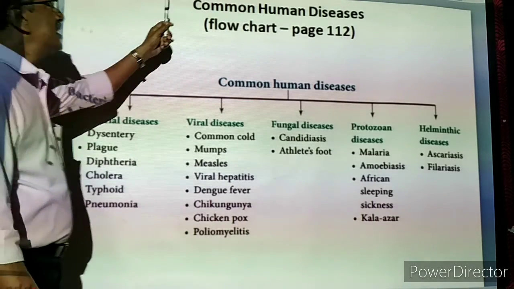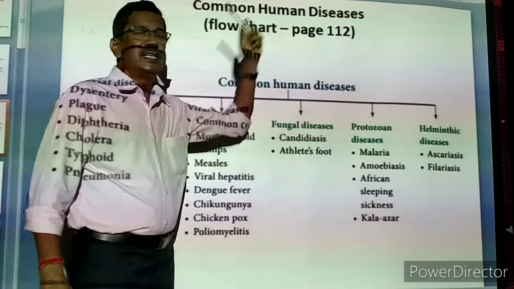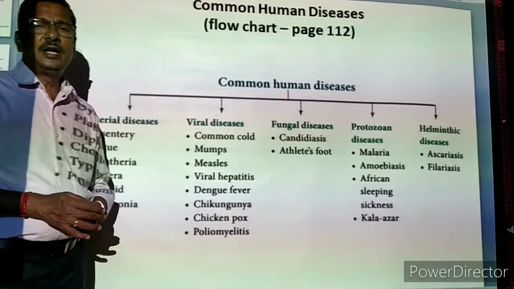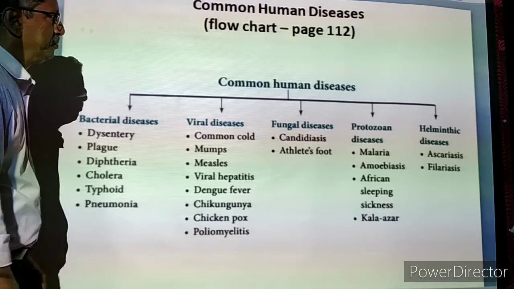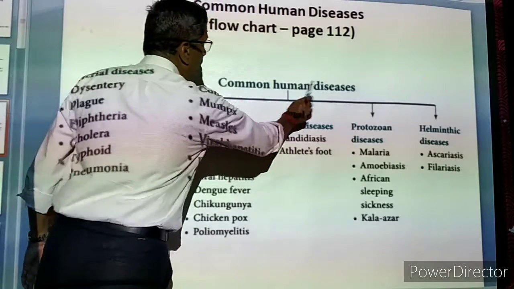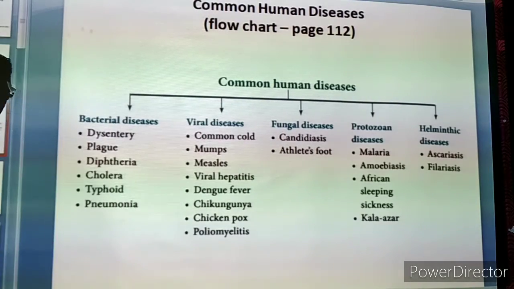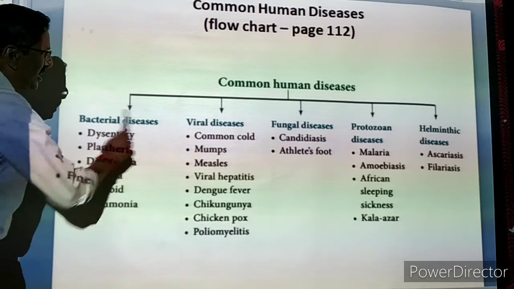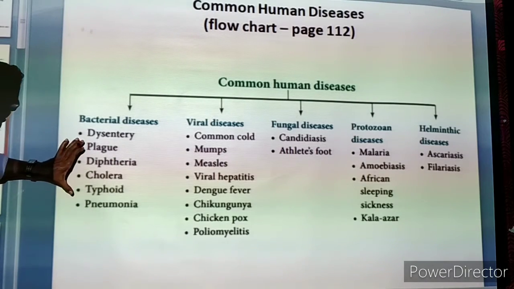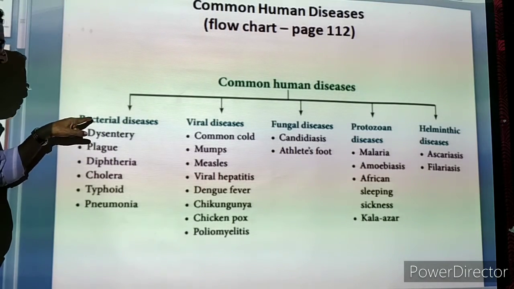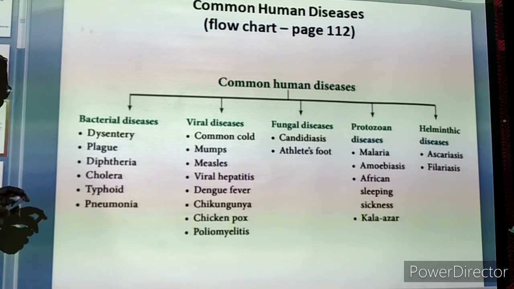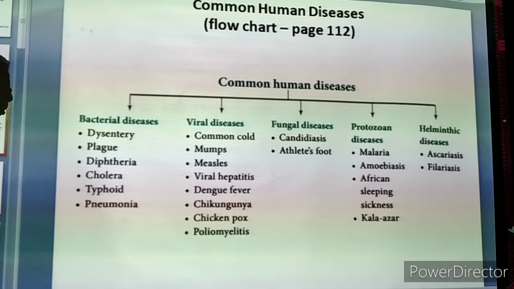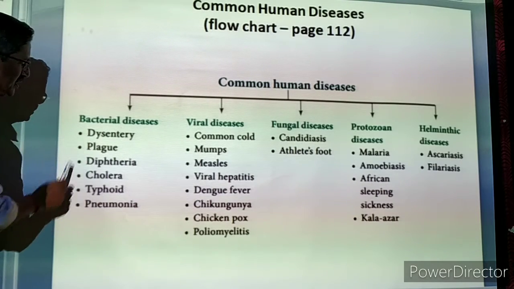Then we are going to see some common human diseases. There are so many diseases, but some very familiar and common diseases we are going to study. So some common human diseases we are going to study. In that, first we are going to see bacterial diseases. There are certain diseases which are caused by parasitic bacteria, parasitic and harmful bacteria. So such diseases we can call as bacterial diseases.